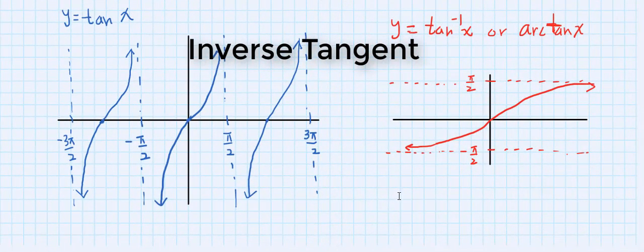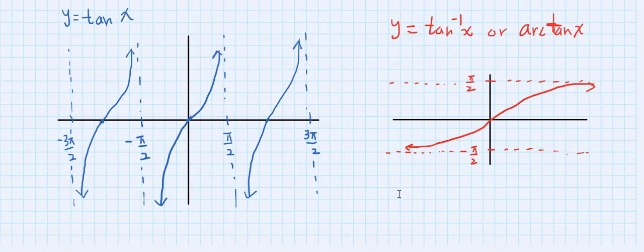In this video, I'd like to talk about inverse tangent. If you look at the graph of tangent x, again, it does not pass the horizontal line test. Therefore, we need to limit our domain from negative pi over 2 to pi over 2. When we do that, tangent x will have an inverse.